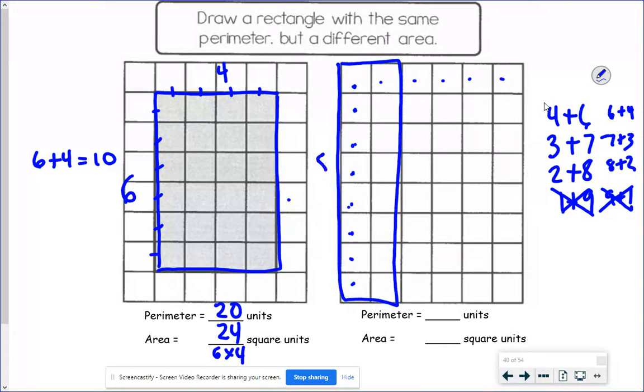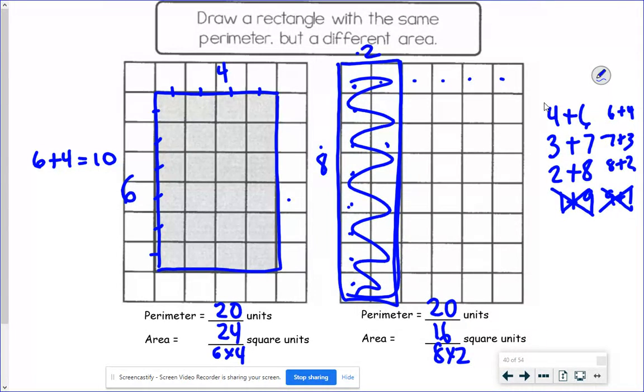Here is 8 rows of 2. We could not do it the other way because we don't have enough boxes, as we talked about in class. And 8 plus 2 is 10. So then 8 plus 2 again, that would be another 10. That is 20. So we've drawn that correctly. And then the area of this one is going to be 16, the amount of space inside. All of those squares, 16 square units.